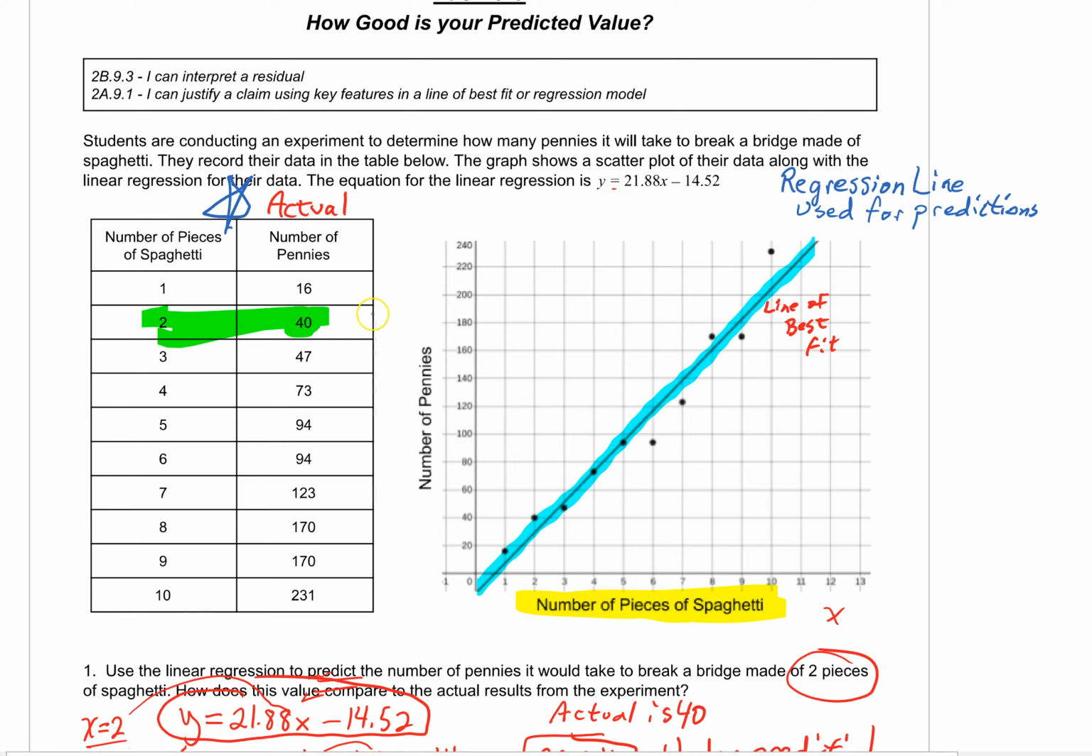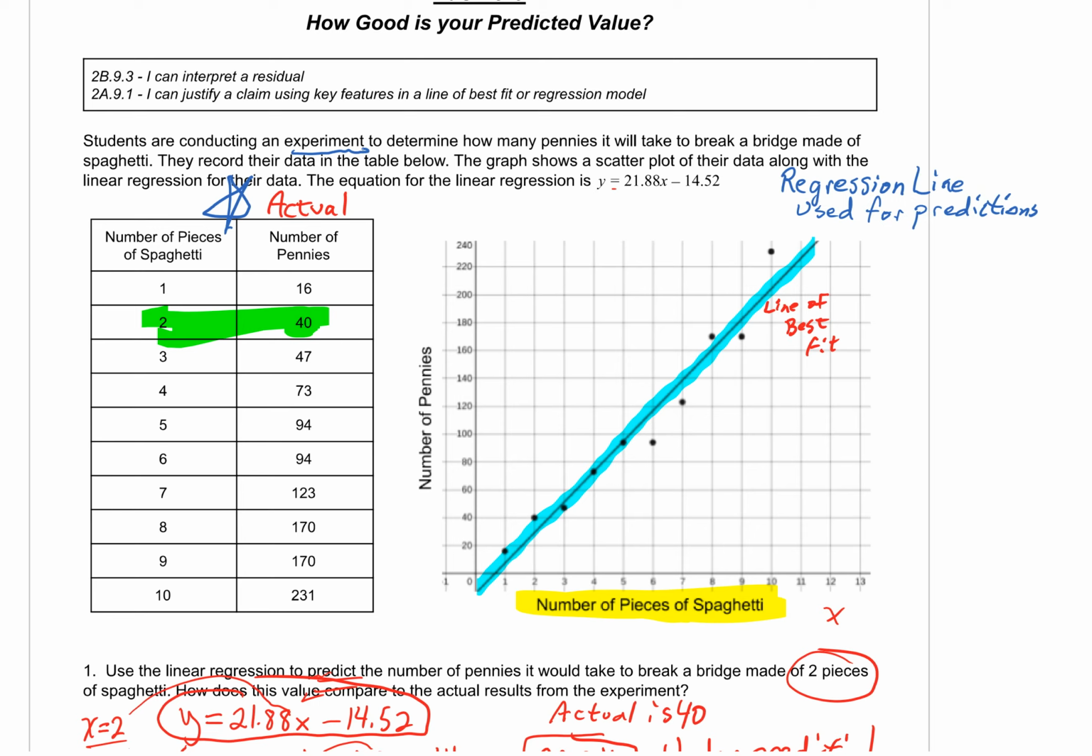There is a table, and this is an actual experiment. This is an experiment that we ran in Math 1 going back a number of weeks ago, where students were setting up bridges made of spaghetti. Depending on how many pieces of spaghetti, students would put in a given number of pennies to find the breaking point when the bridge would break, and they'd record their data. And this is actual data that was collected.